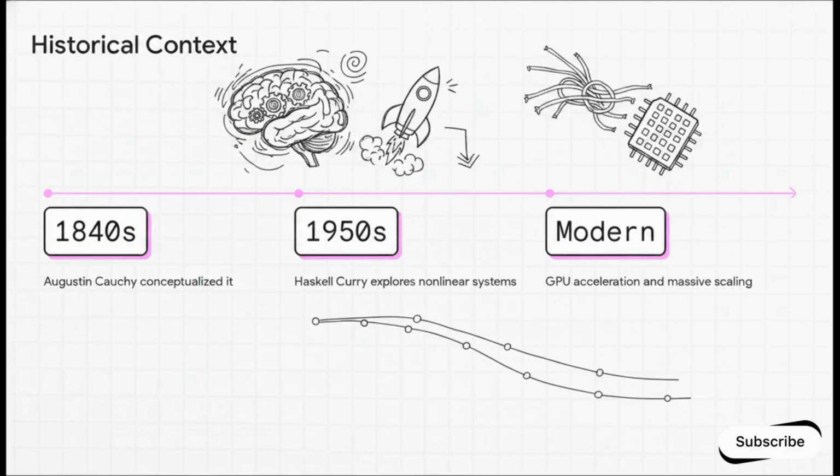Back in the 1950s, researchers like Haskell Curry were tackling nonlinear systems, and originally, they tried using Newton's method. Conceptually, Newton's method sounds incredible. It looks at the second-order curvature of a function to try and just leap straight to the mathematical minimum. Sounds ridiculously efficient, right? Well, they hit a massive computational brick wall.